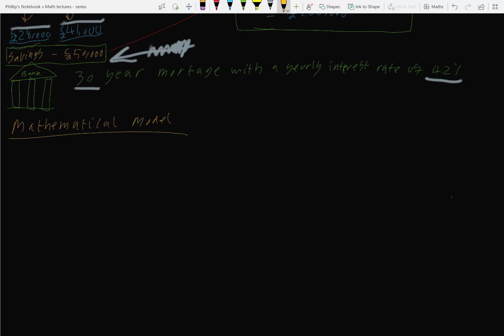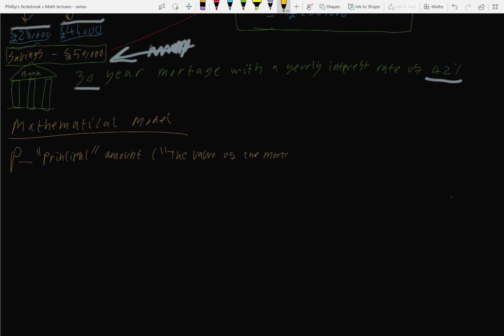So we're going to say P. P is called the principal amount, and that's the principal loan. So that's the initial loan amount, or we're just going to call it the value of the loan, or the value of the mortgage.